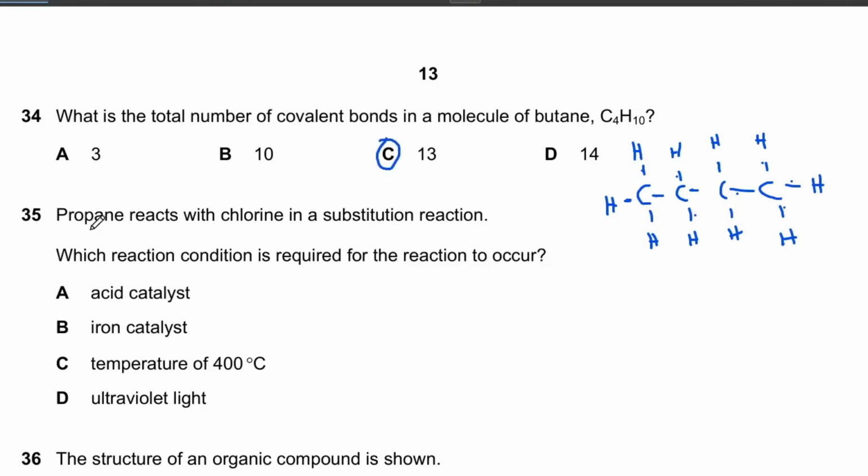Question 35. Propane reacts with chlorine in a substitution reaction. Which reaction condition is required for the reaction to occur? The answer is obviously D. Why?